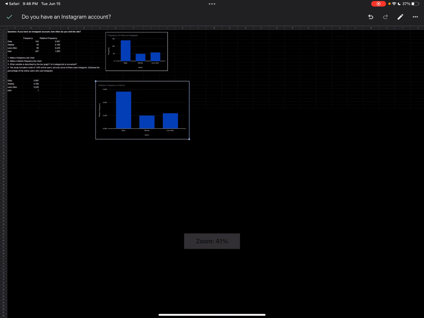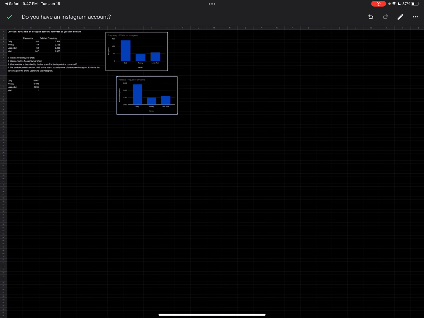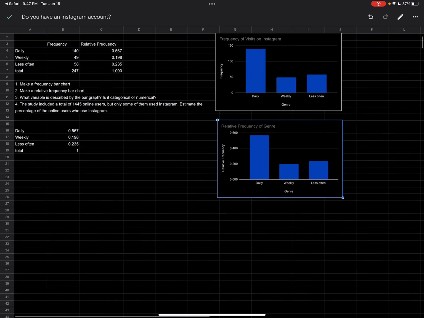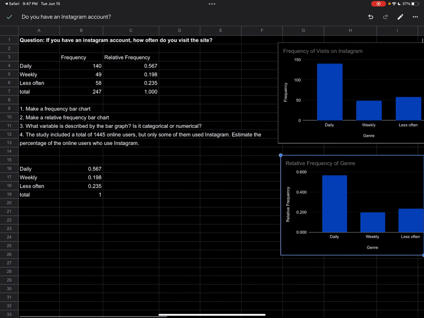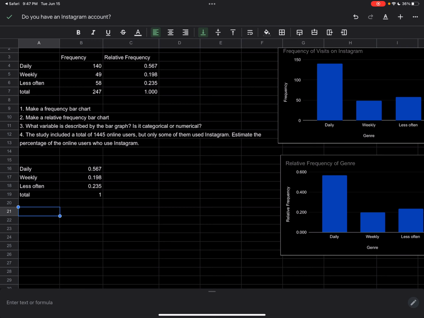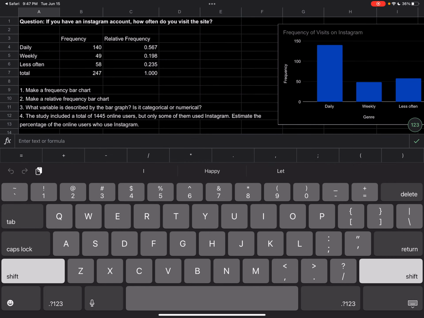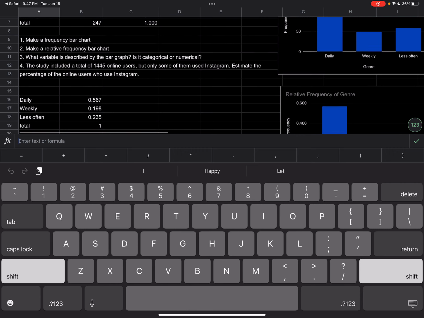We're going to just pull that over. Remember how to shrink things here. And so there we go. Let's go ahead and see if we can answer some of these other questions now that we have our two graphs. Let's see here. Question 3. Describe what variable is described in the bar graph. So question 3, let's go ahead and answer that.